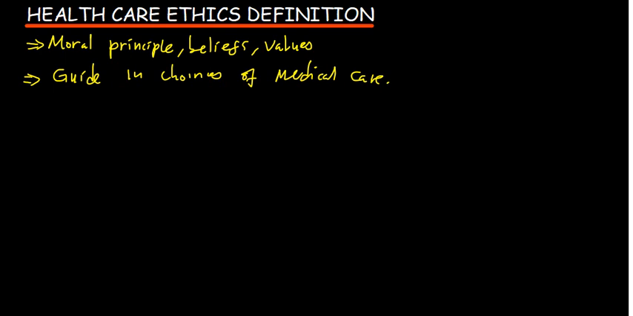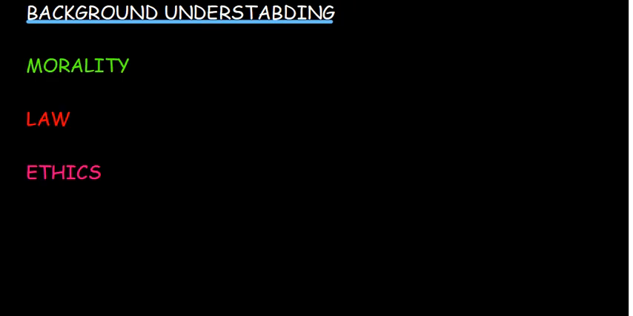So let's have some background understanding of healthcare ethics. On the background understanding, we need to understand the meaning of morality, law, and ethics. Remember we are saying healthcare ethics are principles, beliefs, and values that guide us in what we are going to do in healthcare delivery. And we know that at the middle of it all, there is that sense of owing it to others, and a sense of right and wrong. So what is going to guide all those senses of right and wrong, of owing it to others? Now we have morality. Let's first understand what it means.